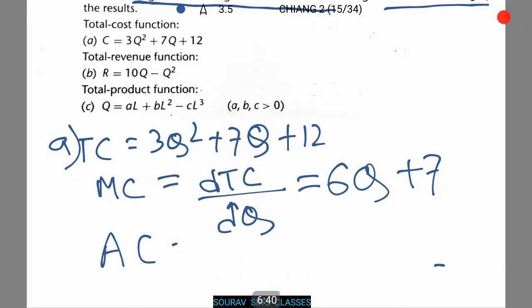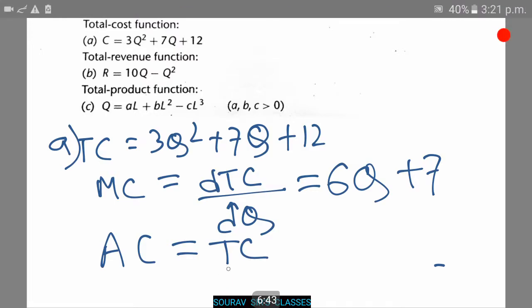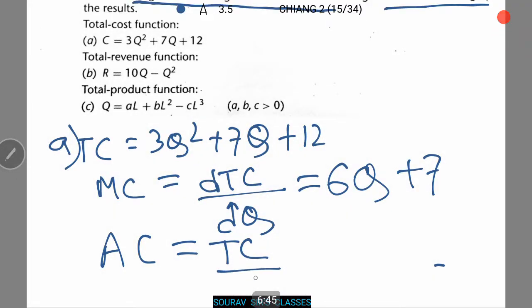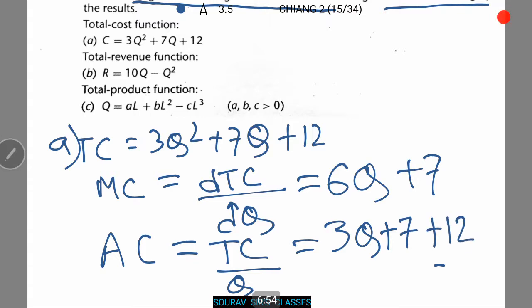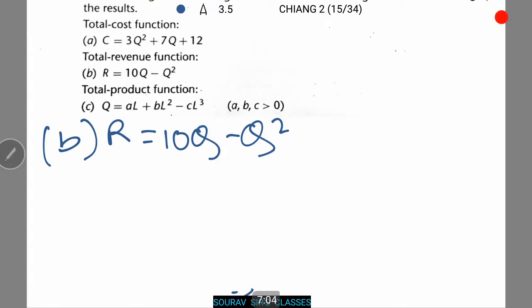The average cost is nothing but the total cost divided by q, which equals 3q plus 7 plus 12 by q. Similarly, we will be doing it for the revenue function. Now, we are given a revenue function R equals 10q minus q square. Let's find the marginal revenue function.